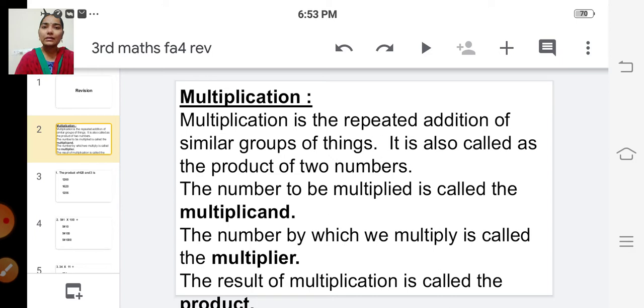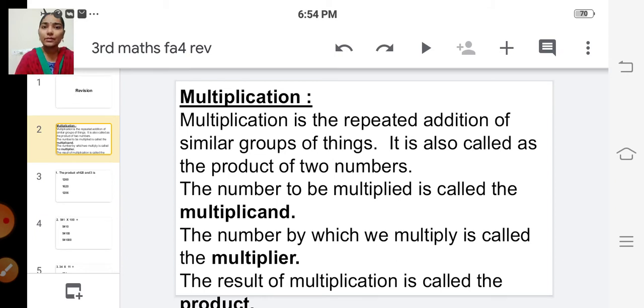So what do you mean by multiplicand? The number to be multiplied is called the multiplicand. And what do you mean by multiplier? The number by which we multiply is called the multiplier.